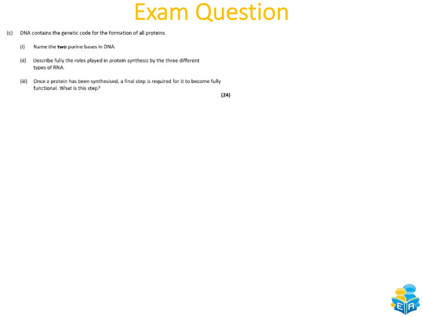So another really quick one here, kind of just summarizing that. I'm going to fly through this. Name the two purine bases. This is right back to the start. The pyrimidines are the ones that have the letter Y. So this has to be adenine and guanine.